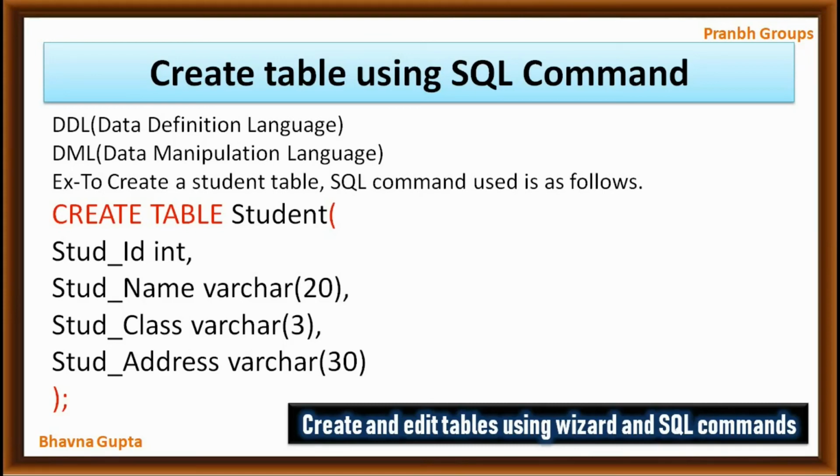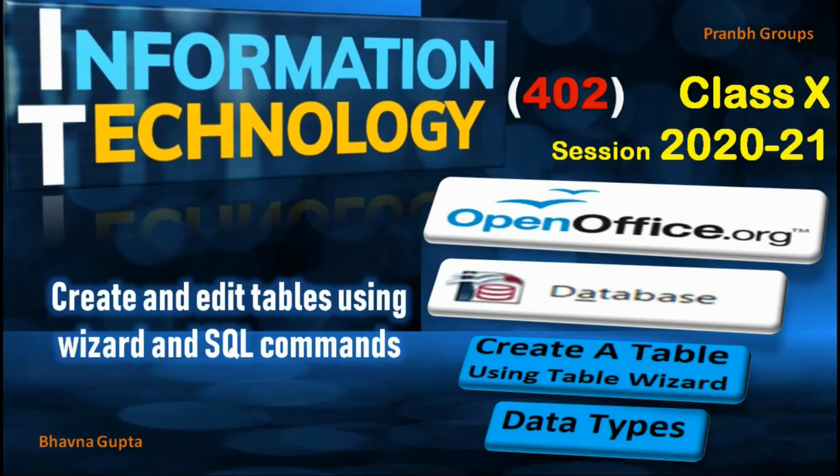Here table name is student and 4 field names: student ID, student name, student class, and student address. So dear friends, in this video you learn how to create and edit table using wizard and SQL command. In the next video we will discuss the third topic, perform operations on table.